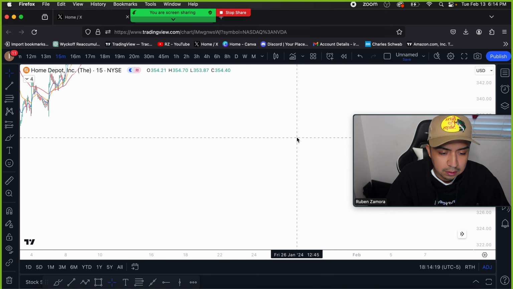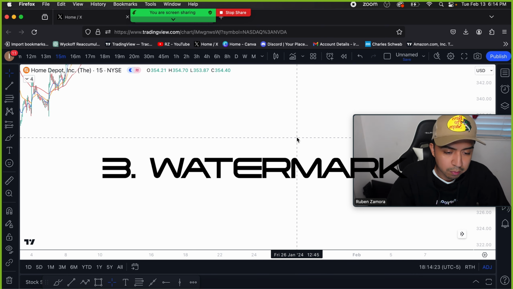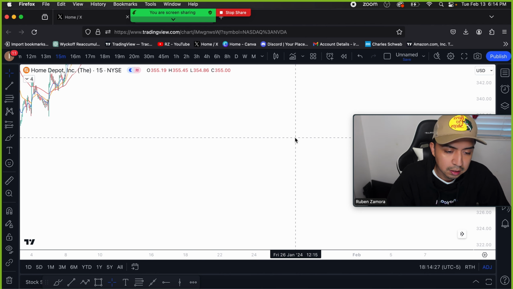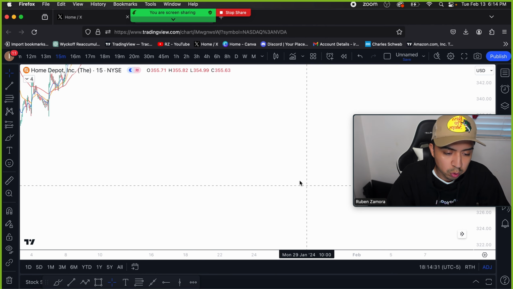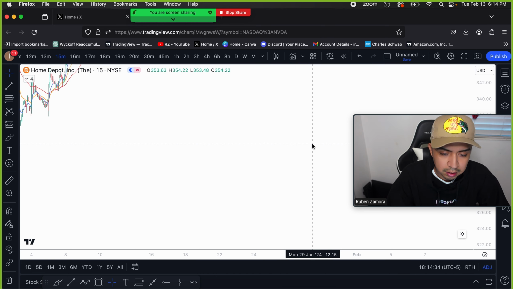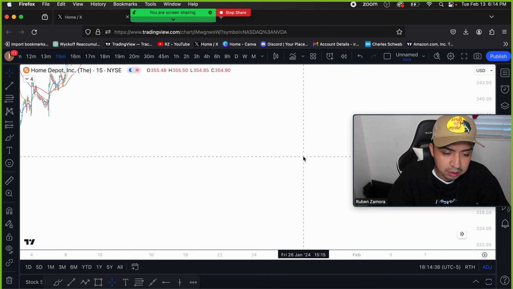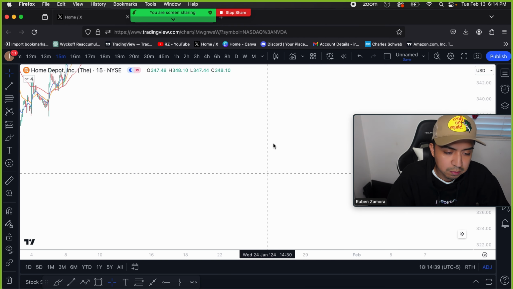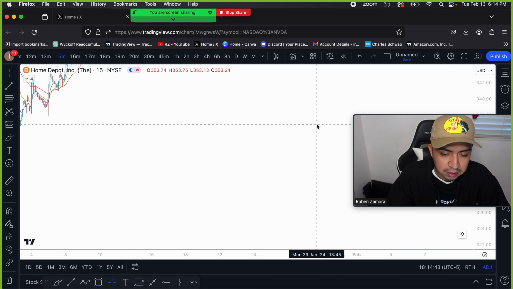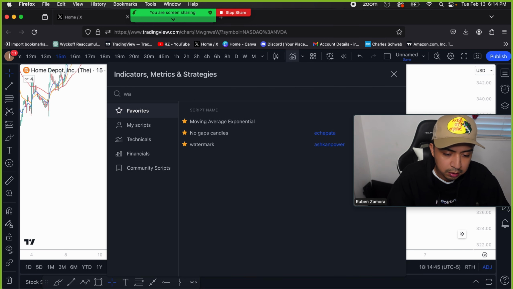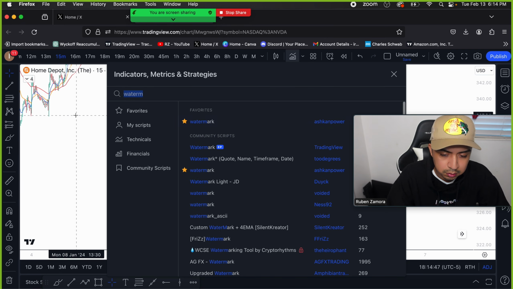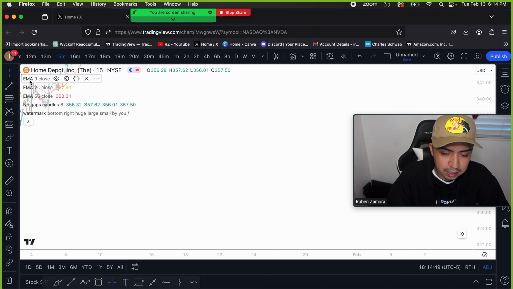So now the third indicator. The third indicator is a watermark. And I like to use these watermarks because it helps me see the time frames that I'm in. It also labels out what stock, index, forex pair, or crypto pair I'm looking at. And if I want to share my chart with my friends or my team or my group, I can use that watermark to show my students what I'm looking at.